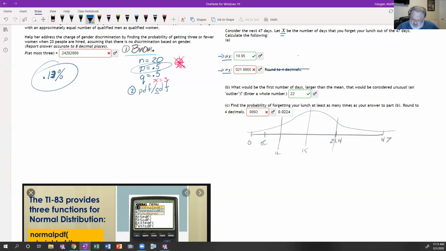So we found that the first unusual value was 21. And we want at least, that's the key language there that we have to be more careful about, at least as many times as our answer in part B. So at least this 22. So that should be 22.